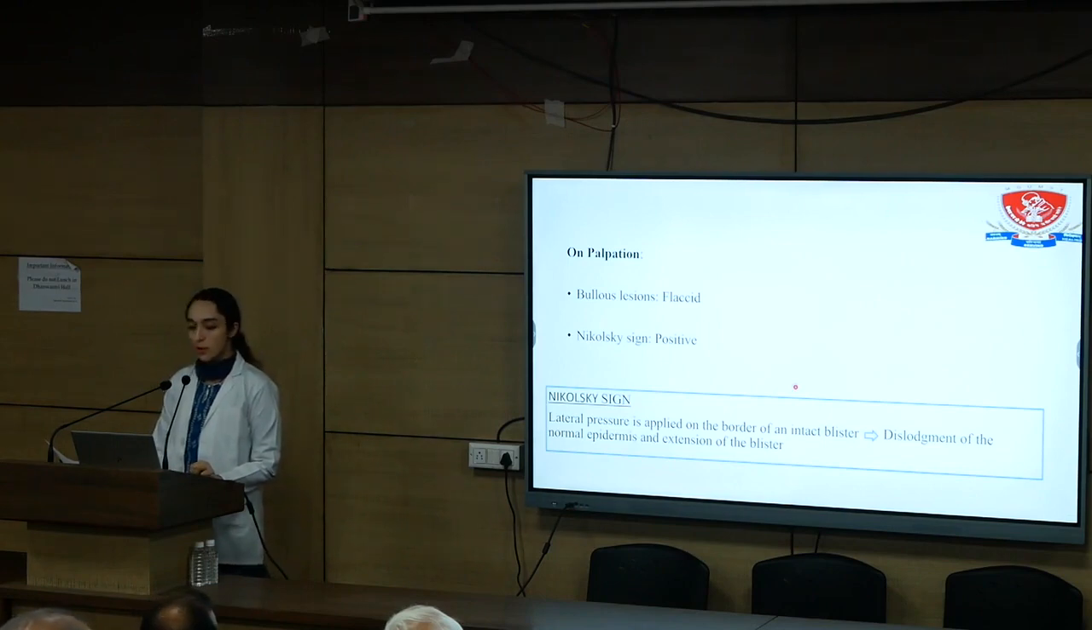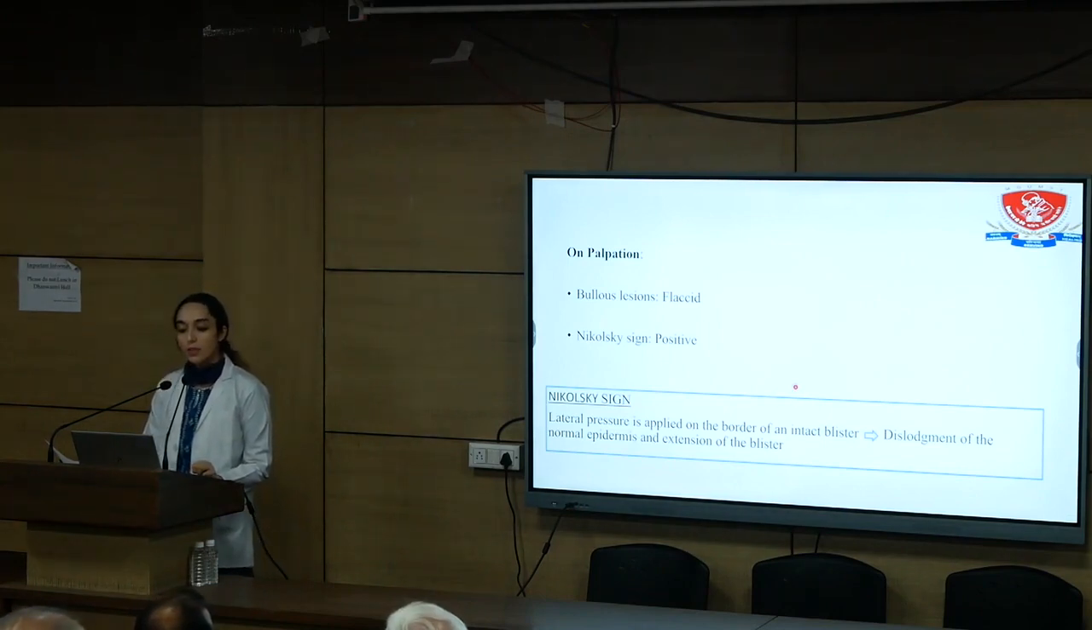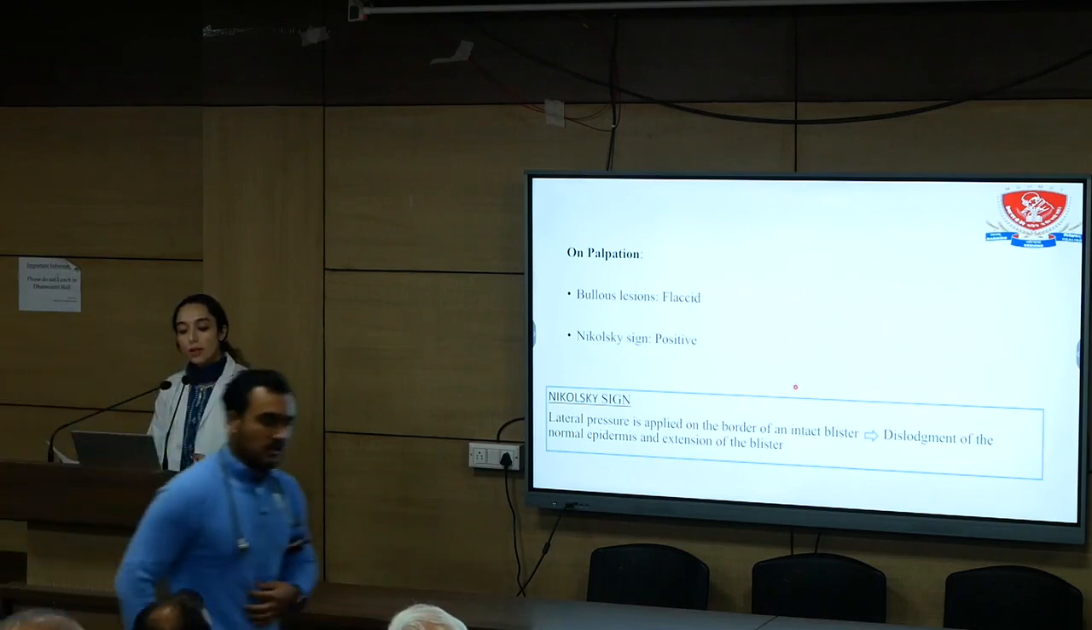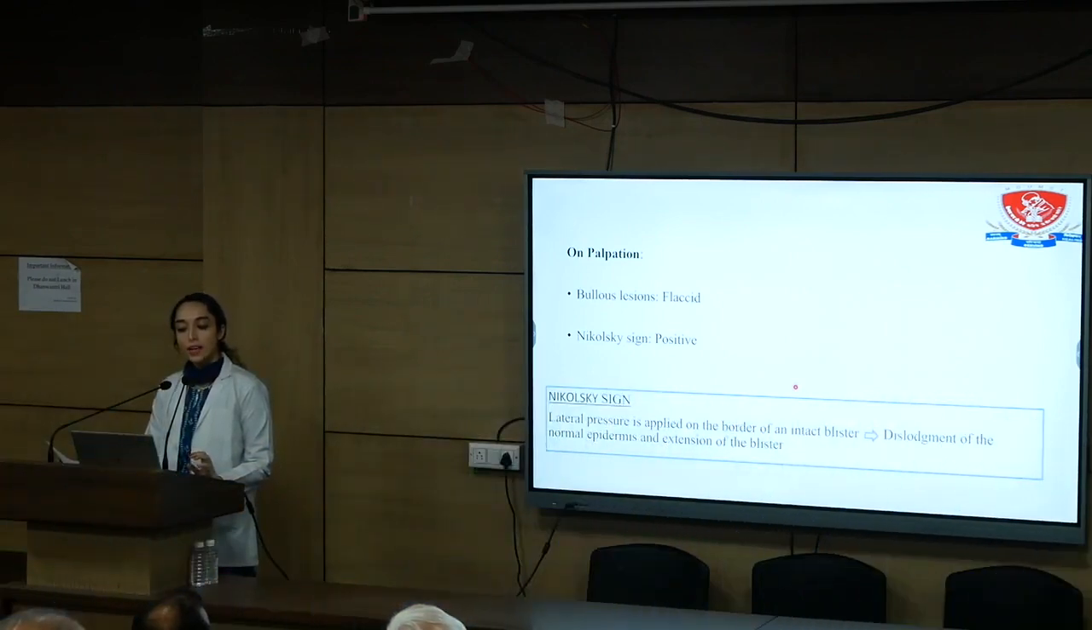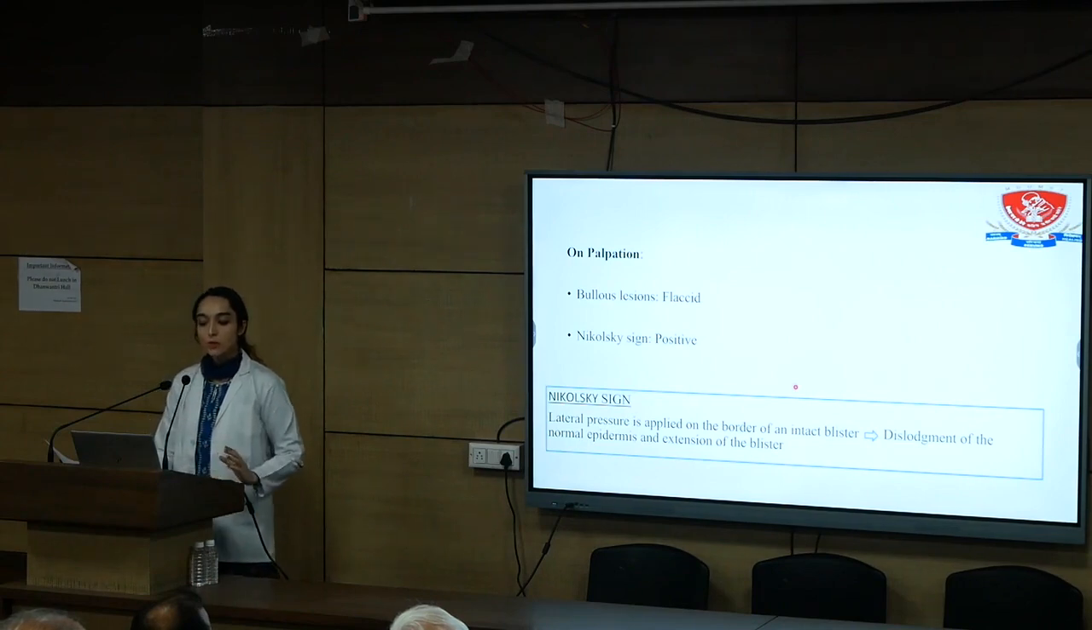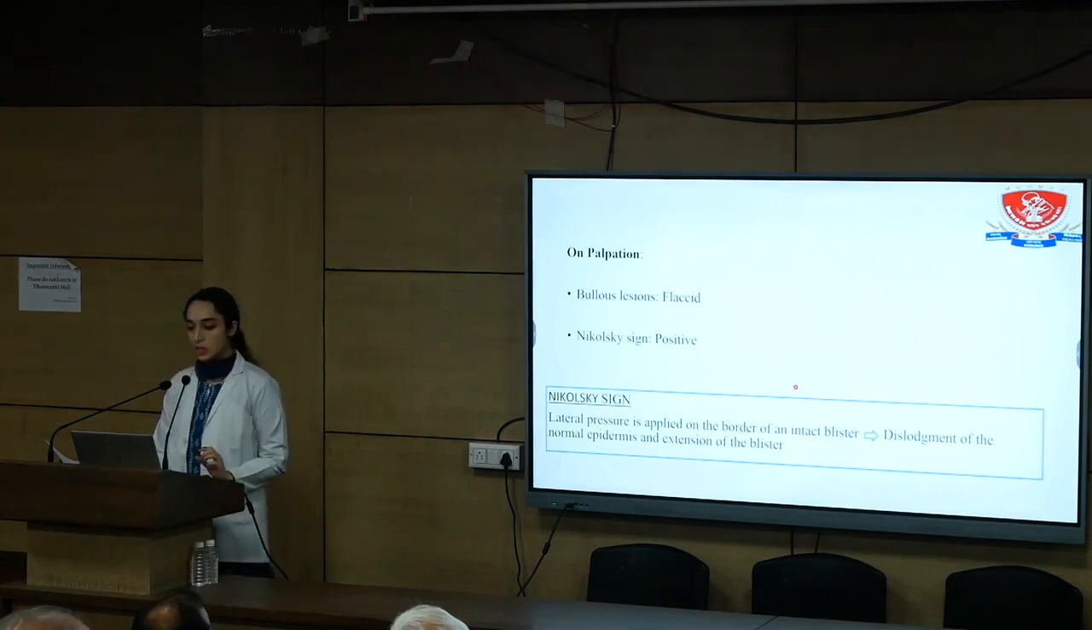On palpation, the bullous lesions were flaccid and Nikolsky sign is positive. The Nikolsky sign is when we apply lateral pressure to the border of the intact blister and it causes the dislodgement of the normal epidermis and then there is the extension of the blister.